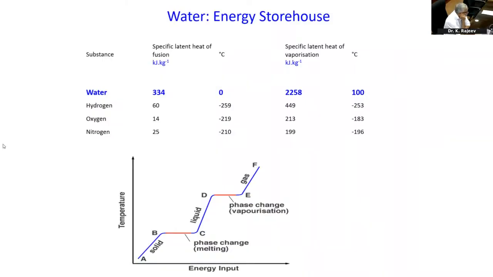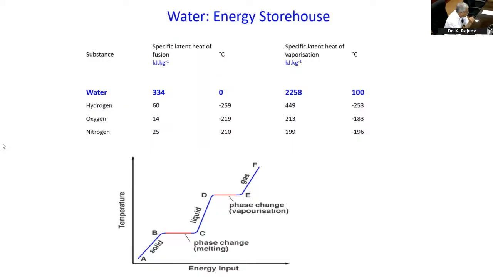Water is the energy storehouse. This is a very simple thing, I'm telling you, it is plus-2 physics. What is the specific latent heat of fusion of water? It is 334 joule per gram, or kilojoule per kilogram, at 0 degree centigrade. The specific latent heat of vaporization is 2258 kilojoule per kilogram at 100 degree centigrade.